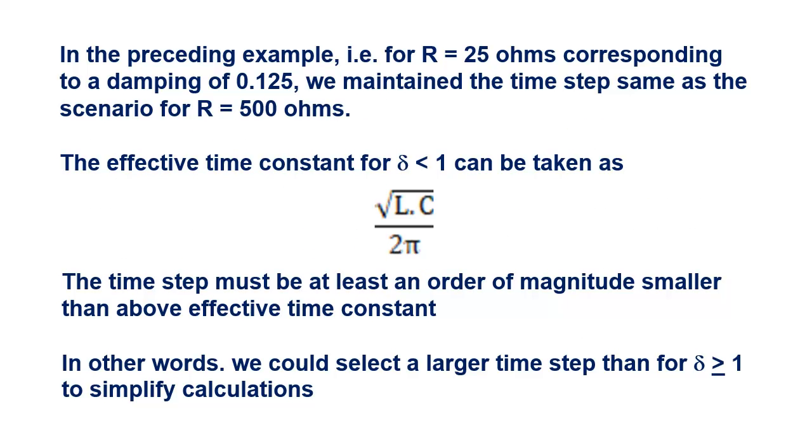In the preceding example, that is for R equals 25 ohms corresponding to a damping of 0.125, we maintained the time step same as the scenario for R equals 500 ohms causing no problem. However, the effective time constant for damping less than 1 can be taken as the expression shown. Therefore, we could have relaxed the time step to a larger value to simplify calculations.